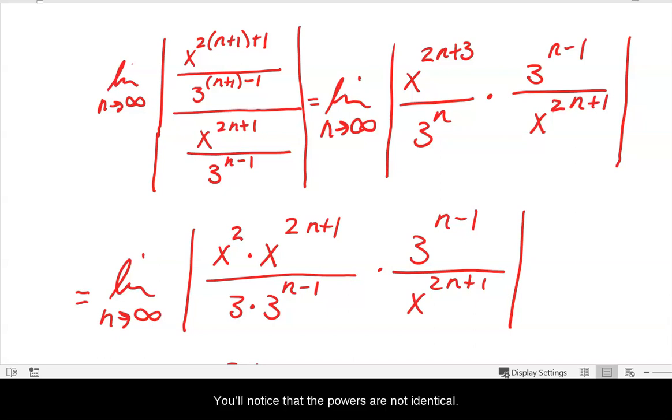You'll notice that the powers are not identical. Since 2n plus 3 is larger than 2n plus 1, I'll rewrite the 2n plus 3 in a 2n plus 1 form. Since it's exactly 2 more than 2n plus 1, I pull the 2 off and write it as x squared times x to the 2n plus 1. Note that 2 plus 2n plus 1 is 2n plus 3, so they are equivalent.